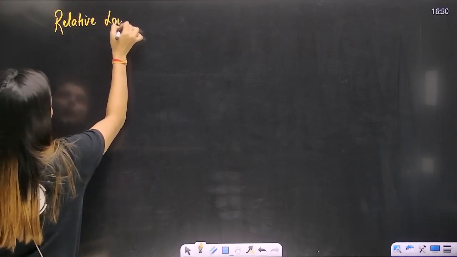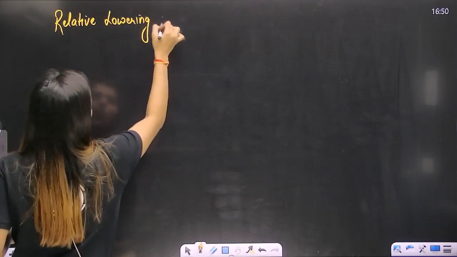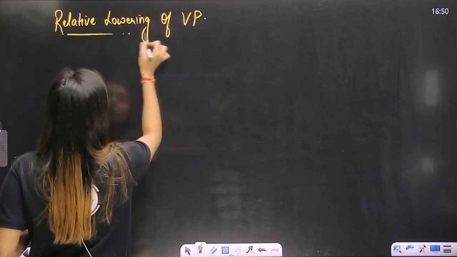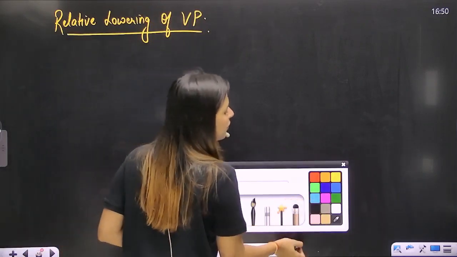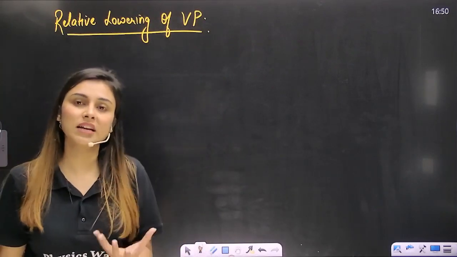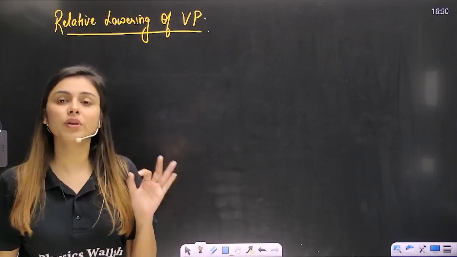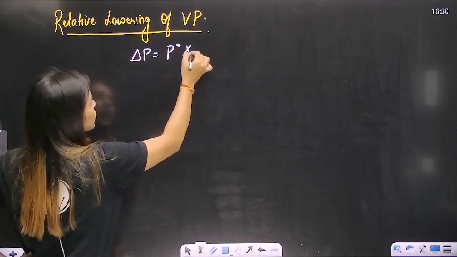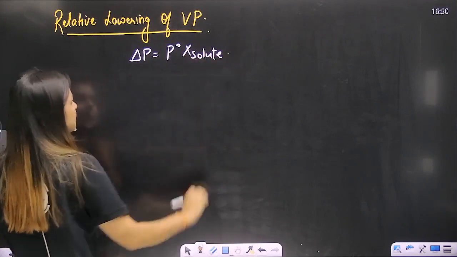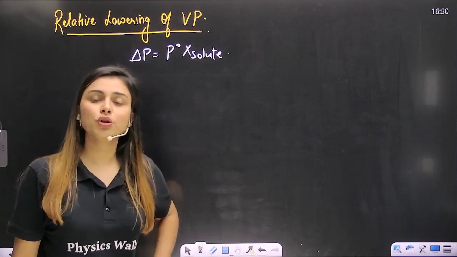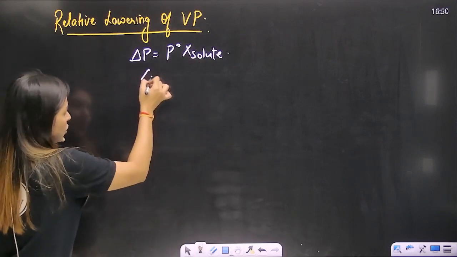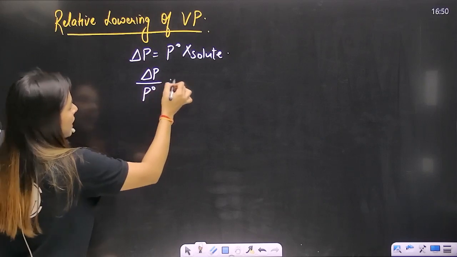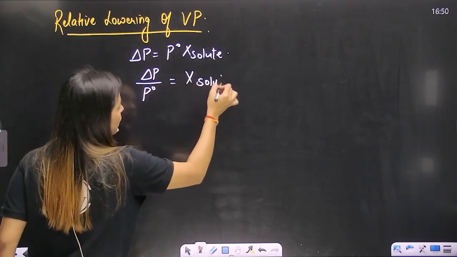So the heading would be relative lowering of vapor pressure. So how do we calculate the relative lowering of vapor pressure? For that, we only need to understand the formula which we have already calculated, lowering of vapor pressure. We'll start from there. We know that delta P is equal to P naught times mole fraction of solute, right? We know this. What are you going to do? Just bring this P naught below here. This will be equal to mole fraction of solute.